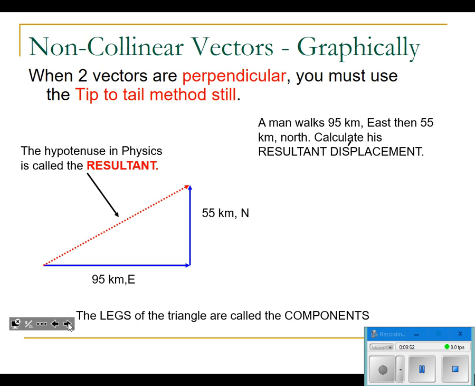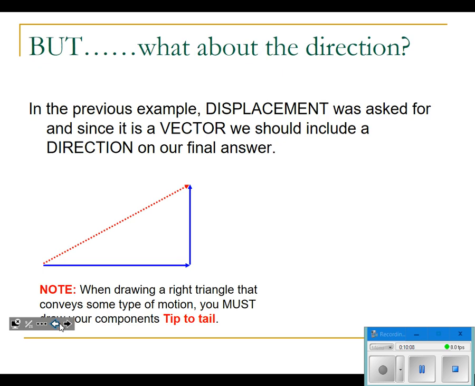So our 95 kilometers east would be our x component, and our 55 kilometers north would be our y component. We could also talk about them as the horizontal component and the vertical component. We can go back to that if you need to, or we can pause it so you guys can get those drawings.